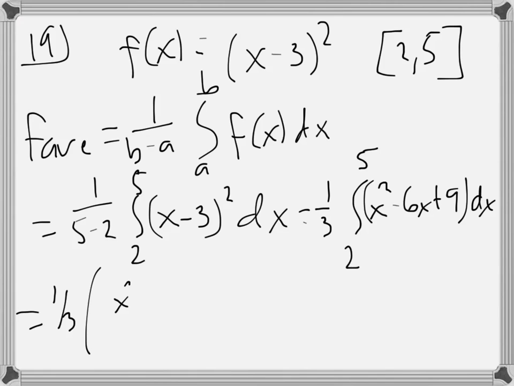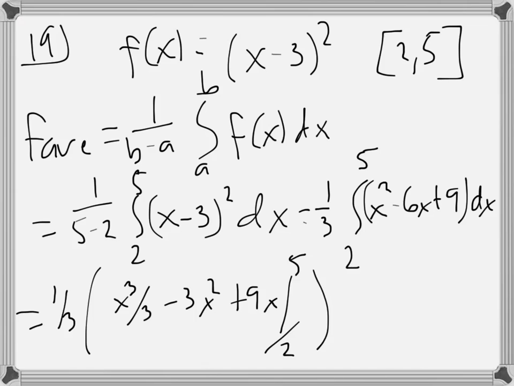So it's x cubed over 3 minus 3x squared plus 9x. First plug in 5 and then plug in 2. Then I need to evaluate that, and you should get 1 as your final answer. So the average value here on this interval is 1. Well, part B says to find c such that f of c is equal to f average, which is 1.